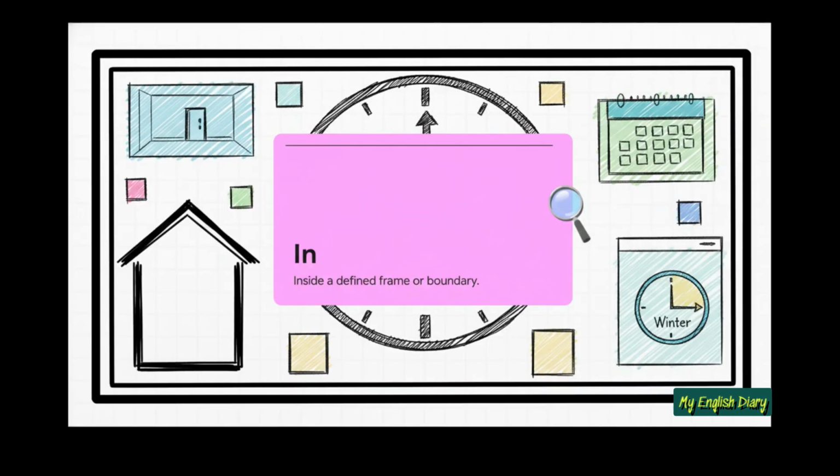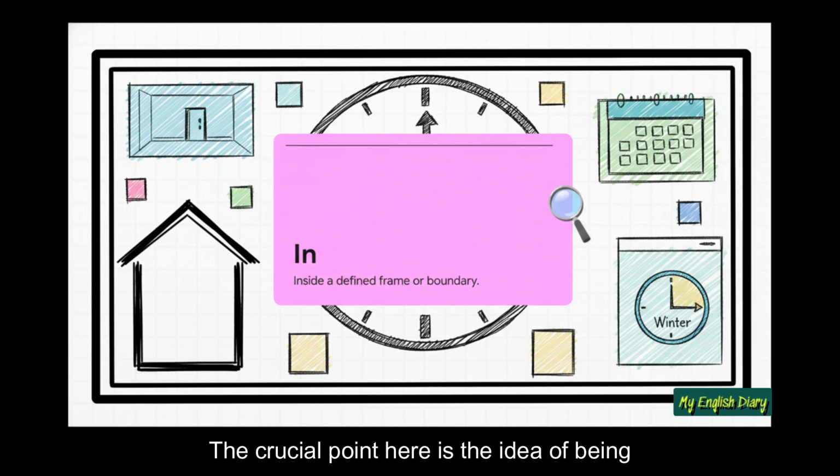Okay, moving to in. The crucial point here is the idea of being inside a frame or a boundary. If you're inside a room, you're visually in it. Now apply that to time. Think of framed blocks. A week has a rigid boundary of 7 days.